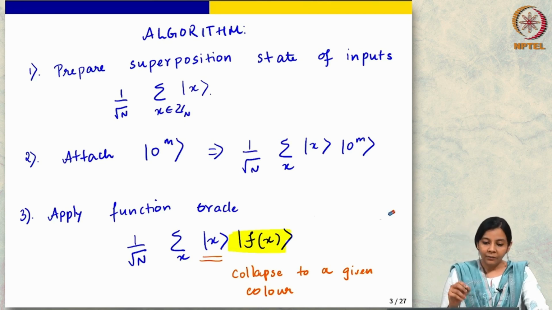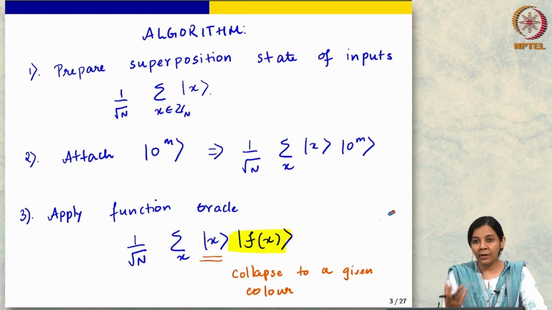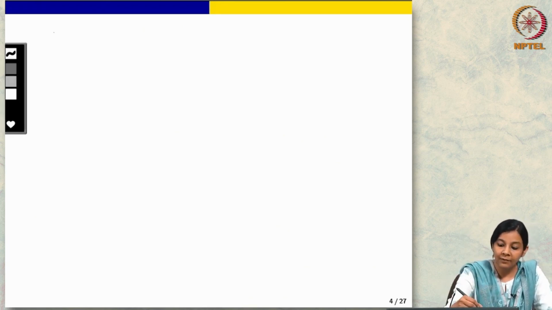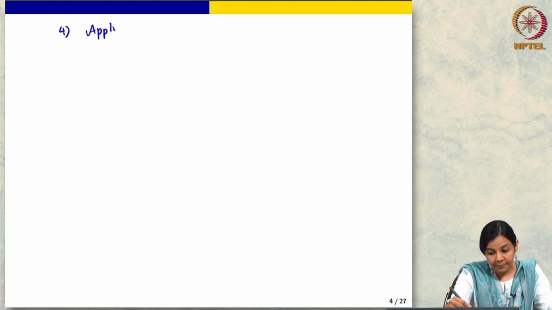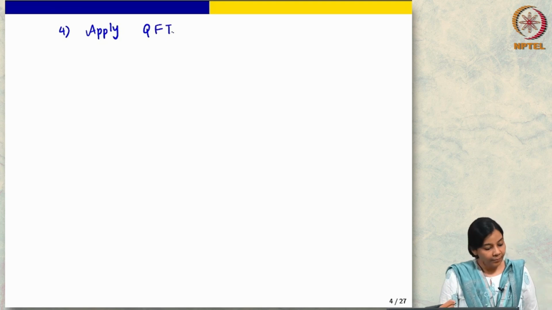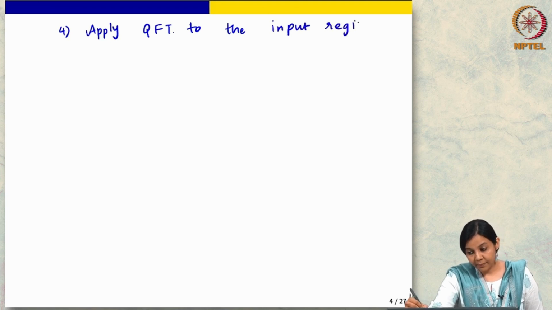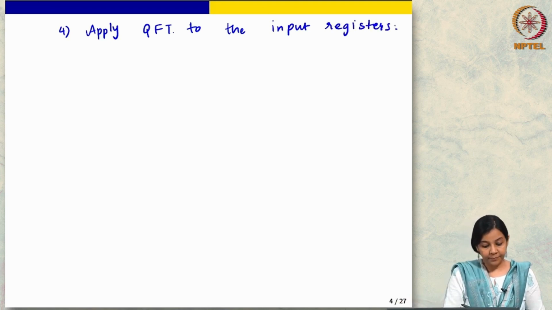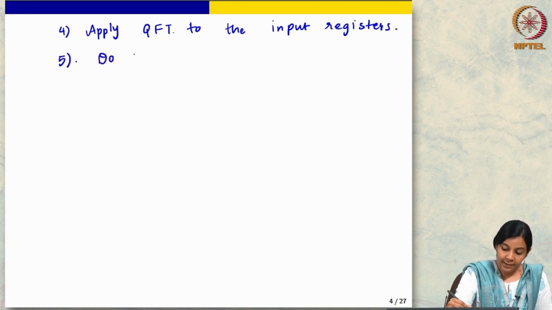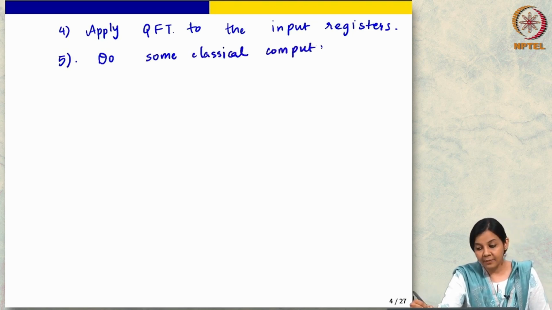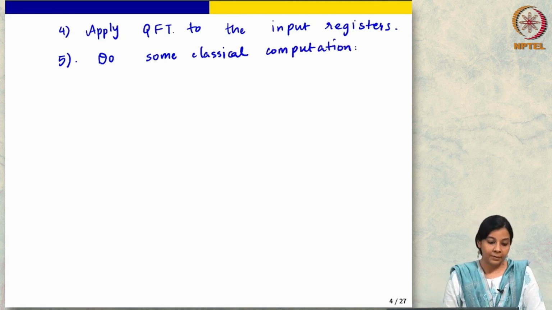Okay, good. So, let us come back to this. What we were saying was that if we simply measure the input registers at this stage, we will not get something that we can use. So, therefore, we will apply our main powerful tool that we have, which is the QFT. Apply QFT to the input registers. And then do some classical computation. So, we'll get to that, but we already talked about it. This classical computation is actually just going to be find the GCD and repeat this a few times.